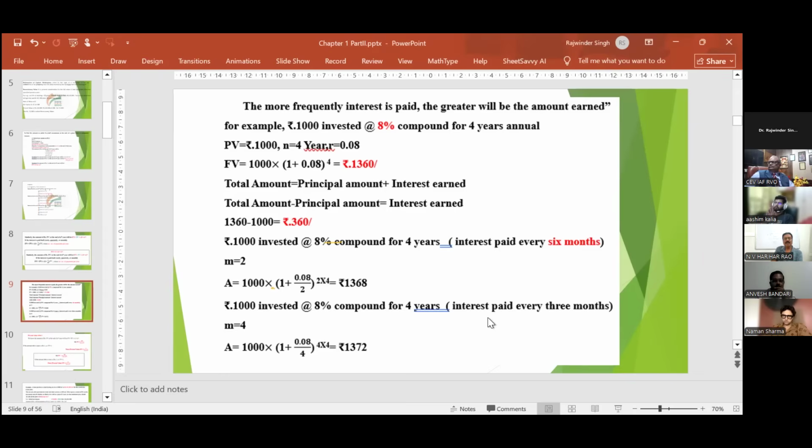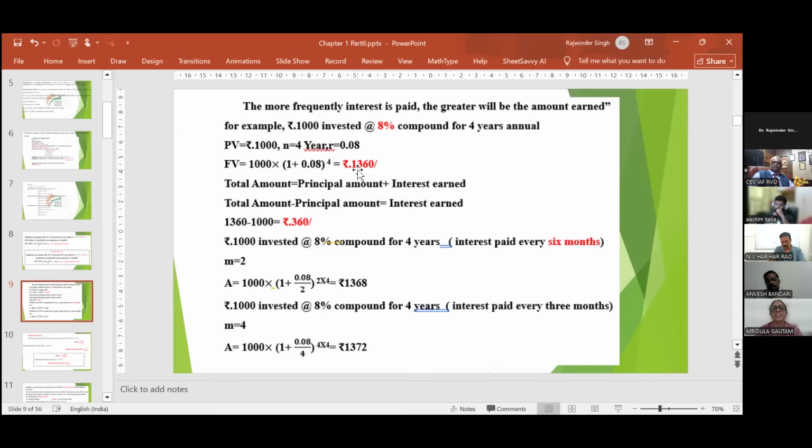Let us suppose you know you will be getting 1,360 rupees after 4 years at 8% interest. Then how much amount should you deposit in the bank? 1,000 rupees. But in the question, 1,000 rupees is given. If it is not given, how will you calculate that?